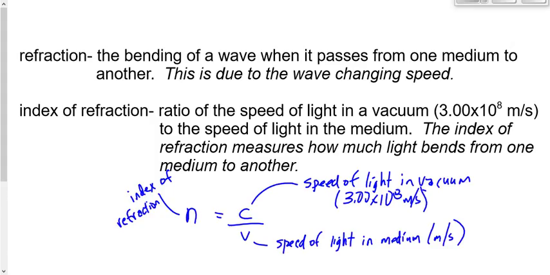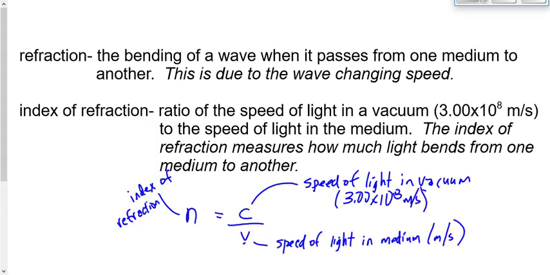As we go from, say, vacuum to glass, where the index of refraction is about 1.5, it bends. When it goes from vacuum to, let's say, diamond, which has an index of refraction of 2.4, it bends more because it changes speed more, because this value of v on the bottom is smaller than it is for air or vacuum or glass.